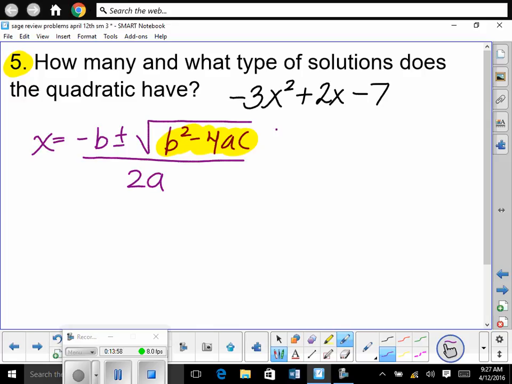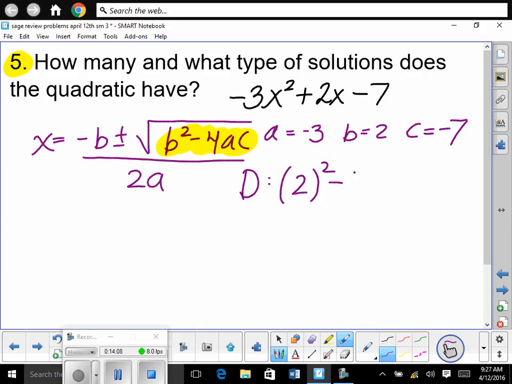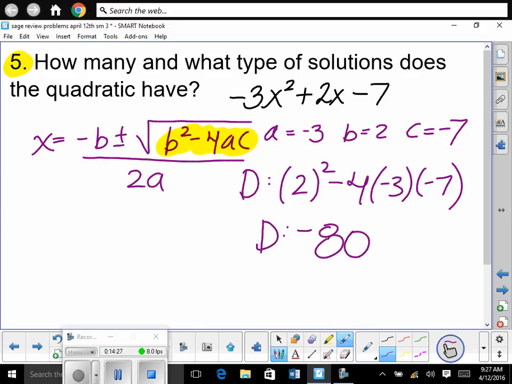So my a value is negative 3, my b value is 2, my c value is negative 7. From the discriminant, I know everything. So b squared would be 2 squared minus 4 times a times c. Let's see what that is. Not the square root of that. We know that that's under the radical. 2 squared minus 4 times negative 3, parentheses times negative 7. And we get negative 80. Our discriminant is negative 80, guys. So the discriminant is under the radical, right? So won't it be 2 imaginary solutions? Yes? Okay. That would be our answer.